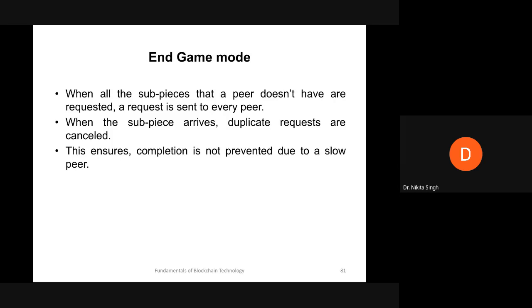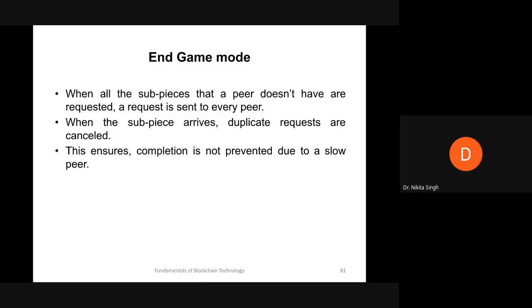So in order to prevent that, when all the sub pieces that the peer does not have are requested, the request is sent to every peer on your swarm. When the sub piece arrives, the duplicate requests are cancelled. That is, you may get multiple copies, but you can always cancel the request. And since all the pieces have a hash number associated with them, they also implement a checksum mechanism which allows you to assemble the file in one complete manner.